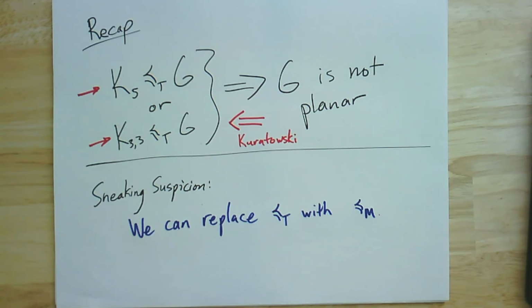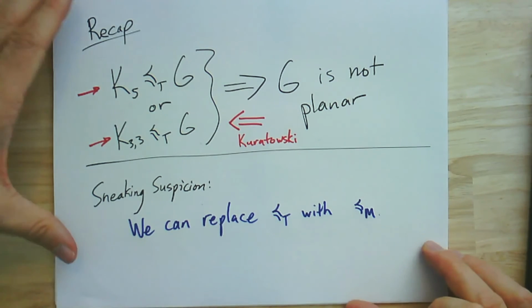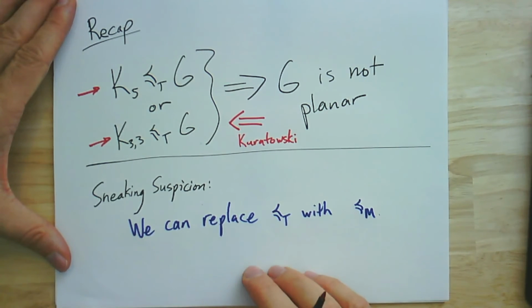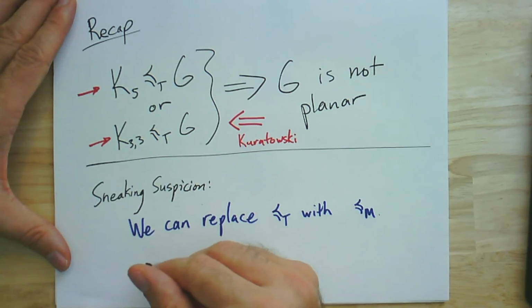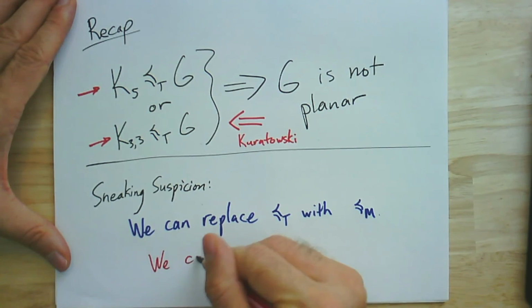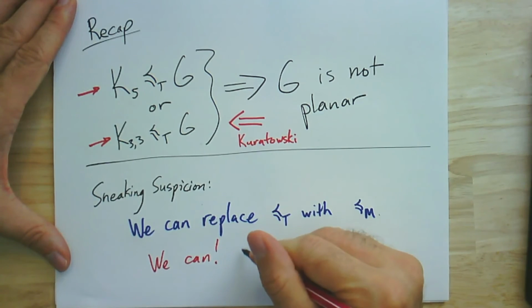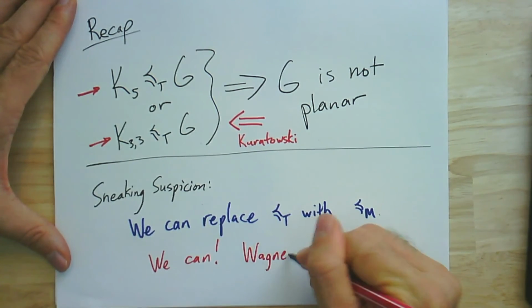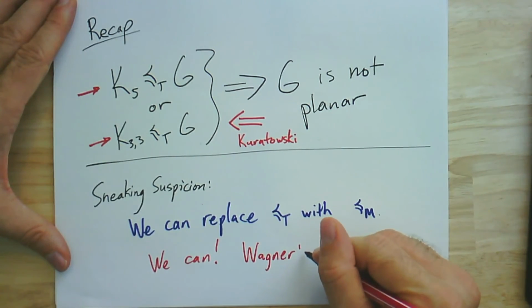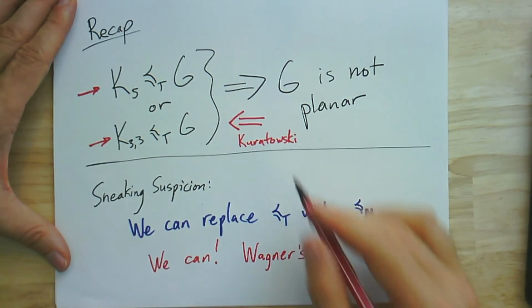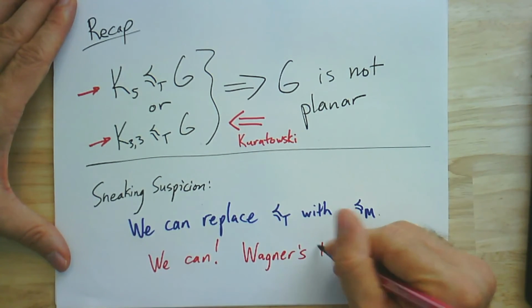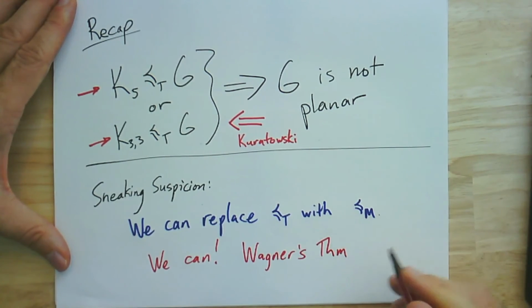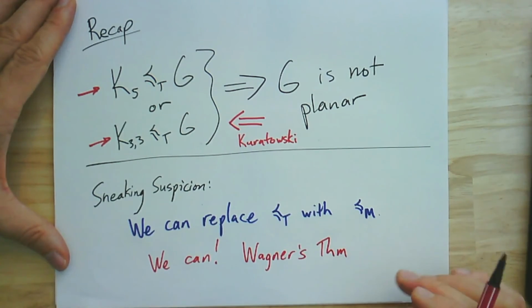And that would give us a lot more freedom in searching for an obstruction to being planar, to find a minor rather than a topological minor. And it's true, we can do this. So good news, that's Wagner's theorem. Both of these theorems were proven in the 1930s: 1930 for Kuratowski, 1937 for Wagner. And we'll prove both of them, and we'll prove them together.